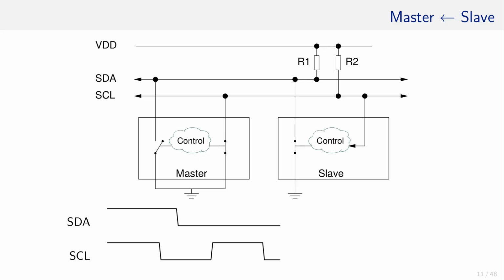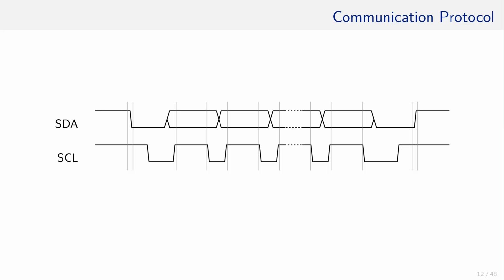After the data is sampled, the master pulls down SCL, which is recognized by the slave and allows it to change the SDA line to write a 1, for instance, by opening its switch. As long as the SCL line is high, the slave cannot proceed with the next bit. As you can see, the master determines the clock. So the entire communication procedure looks like this.